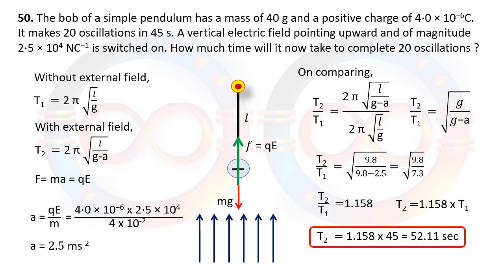So that is now the time period after applying an external electric field. The time period is going to increase because it is going to reduce the value of the effective acceleration due to gravity, and that is g.